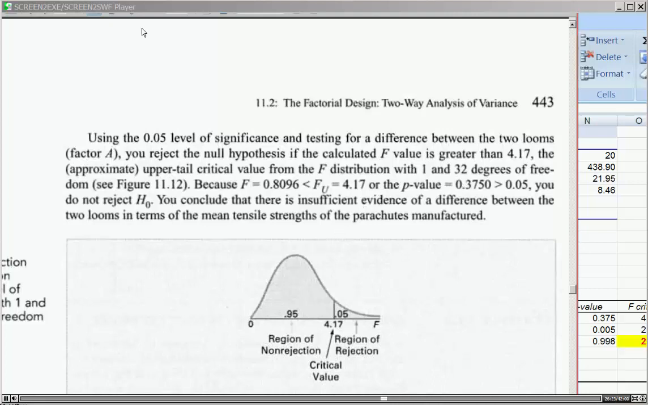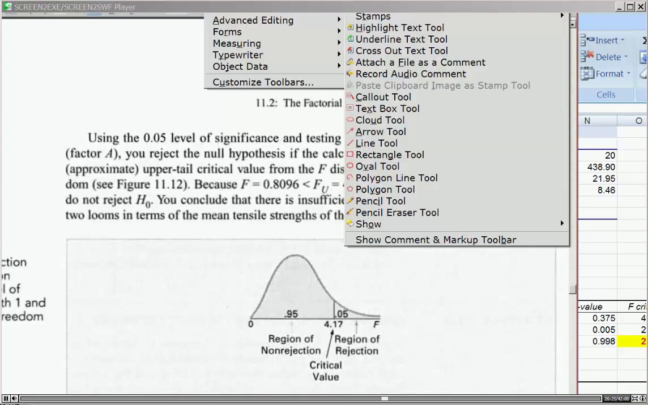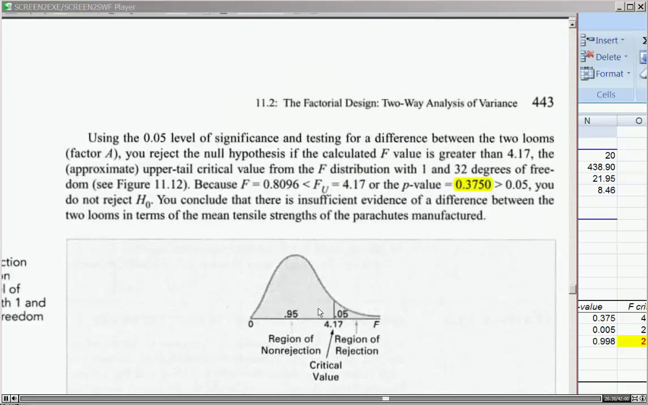Okay, but by looking at p-value alone, we can see how far into this non-rejection region it gets compared to 5%, which is right here. So we fail to reject the null. So there is insufficient evidence of a difference between the looms in terms of the mean tensile strengths of the parachutes manufactured.